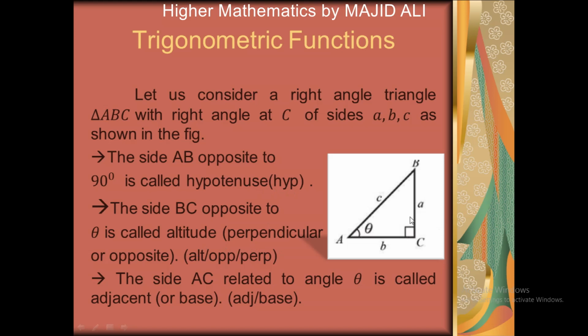We also name it the opposite side, PERP for perpendicular, because we give it three names: altitude, perpendicular or opposite. And the adjacent side is ADJ, or base.